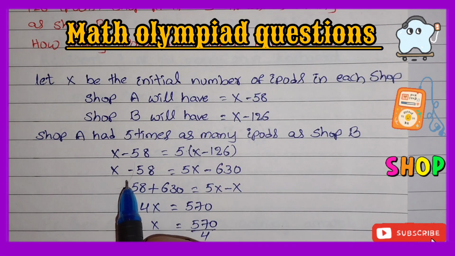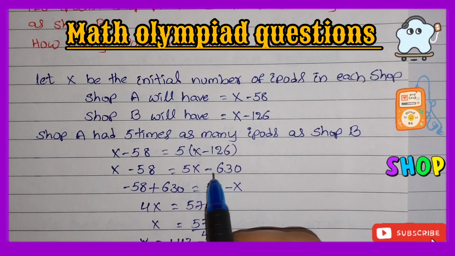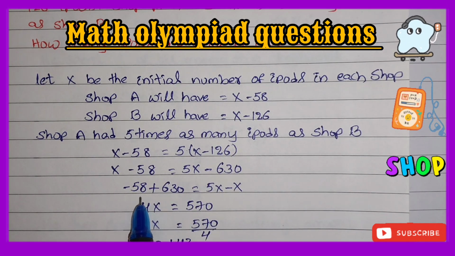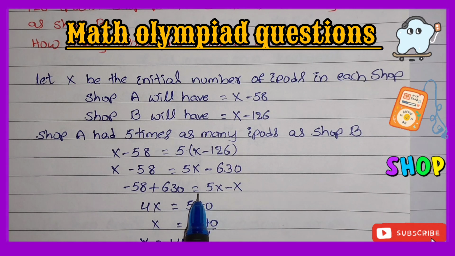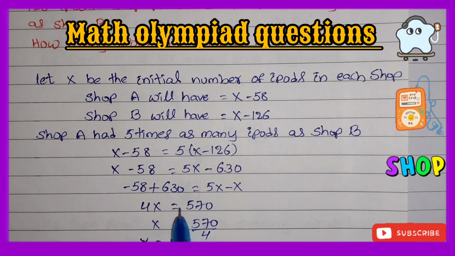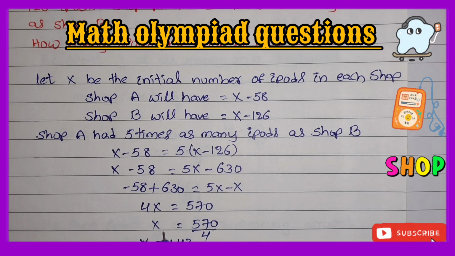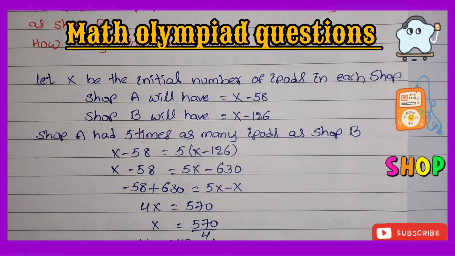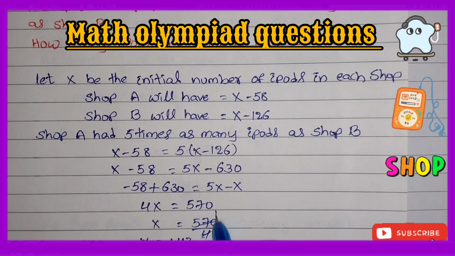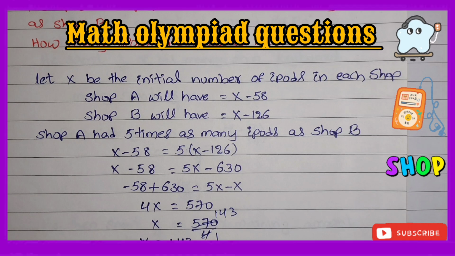x minus 58 equals 5x minus 5 multiplied by 126, which is 630. Minus 58 plus 630 equals 5x minus x. 4x equals 570. x equals 570 divided by 4. 4 times 143 is 570. So now we know the initial number of iPods in each shop is 143.